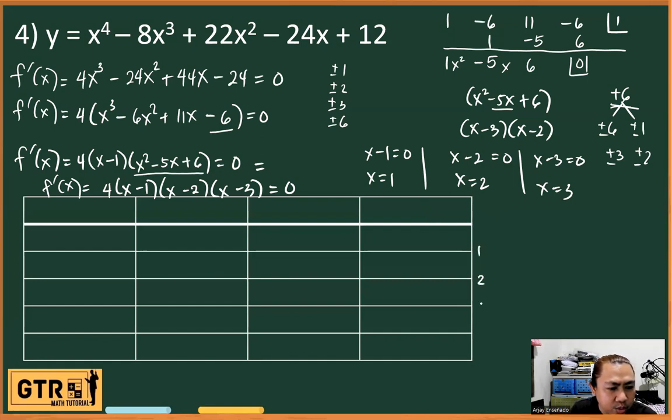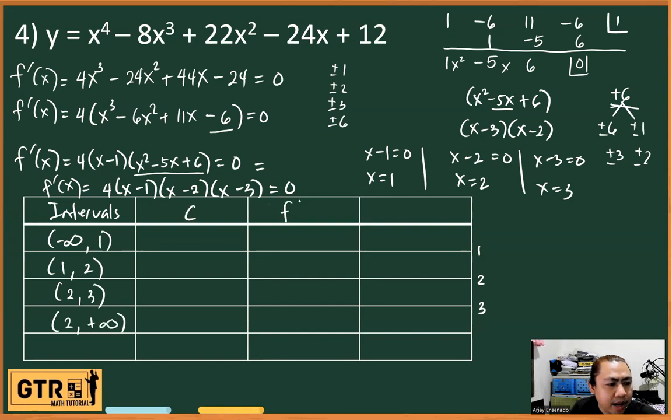So 1, 2, 3. So sobra pa rin ng isa, no? So therefore, intervals, so negative infinity up to the smallest. So that is 1. And then we have 1 to 2. And then we have 2 to 3. And then last is 3 to positive infinity. So C and f prime of C. So we can use negative infinity to 1. So we can use 0. And then puro walang integer sa gitna. So we can use 1.5, 2.5, and 10 for this 3 to positive infinity.